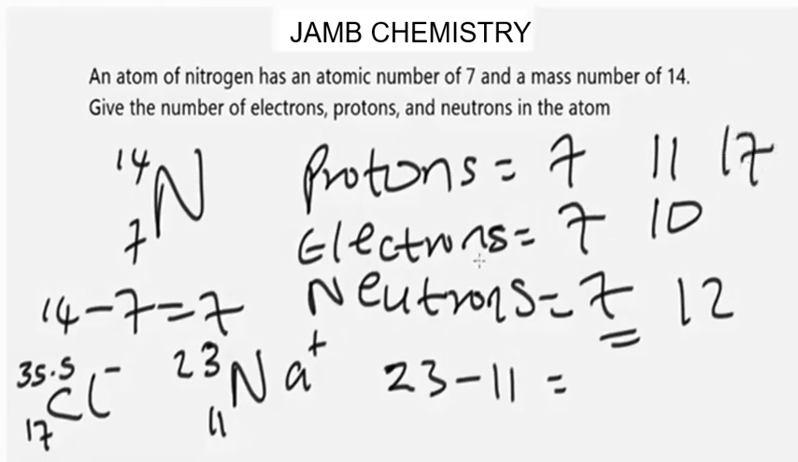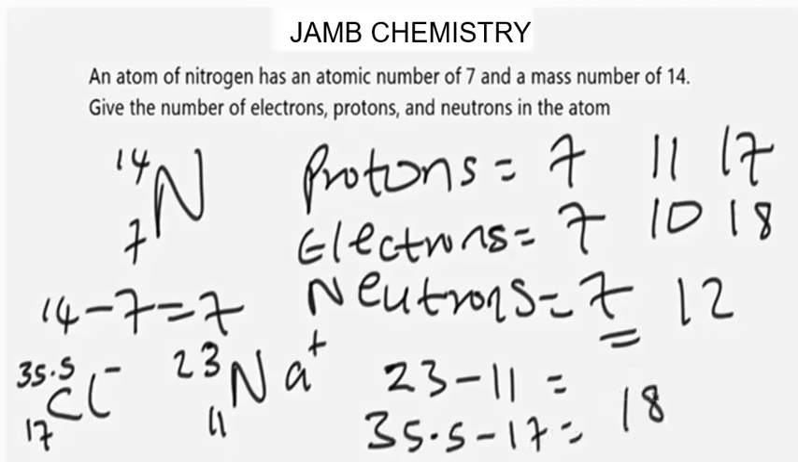This time around, the number of electrons in the chlorine ion will not be 17, because this is a charged atom. Since chlorine is negatively charged, it is receiving 1 electron. So it will be 17 plus 1, which is 18. Whereas the number of neutrons, when you subtract 17 from 35.5, you have 18.5. So this is the number of neutrons for the chlorine ion.